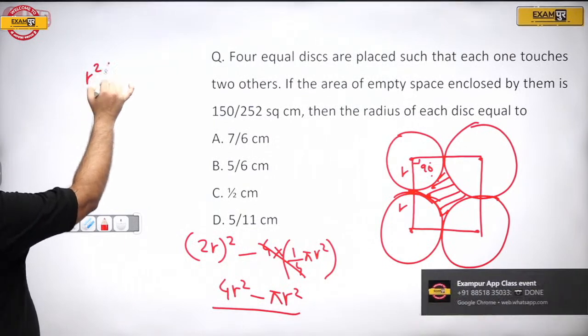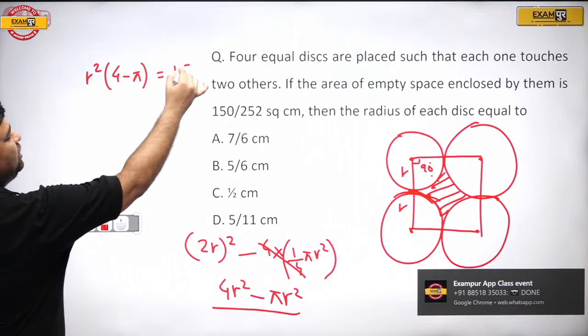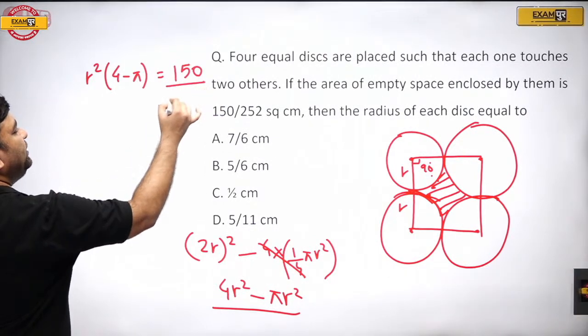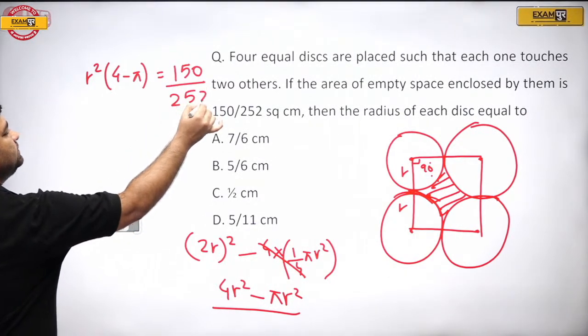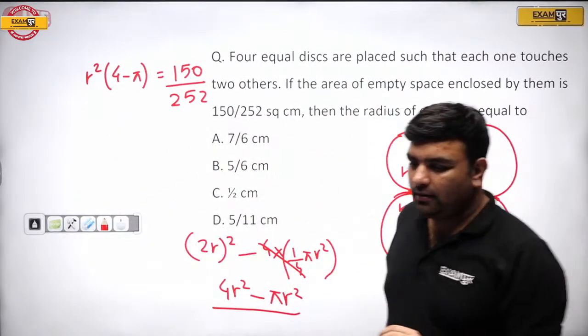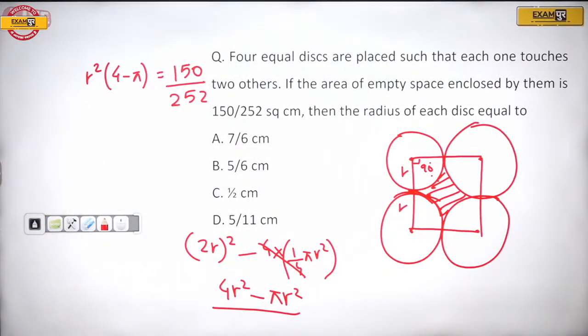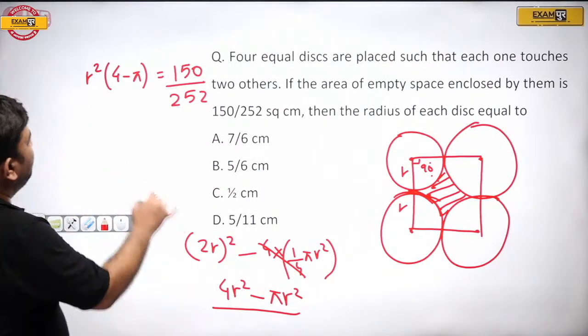Take r square common, 4 minus pi is equal to 150 by 252. Clear? So r square (4 minus pi) is equal to 150 by 252.